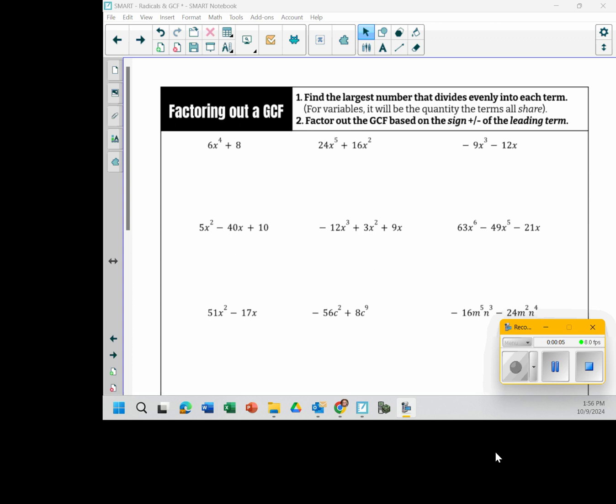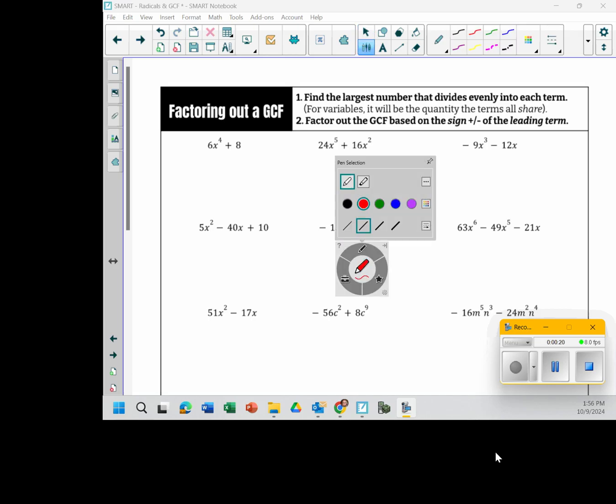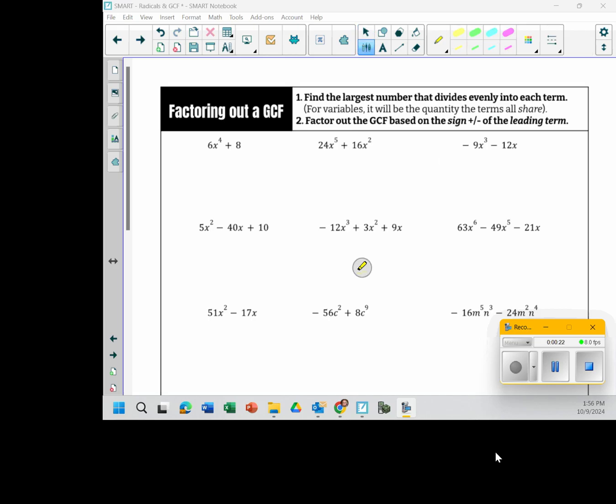In this lesson, we are going to review how to factor out a GCF so that when we go into more challenging factoring starting next class, we will at least have this skill refreshed in our brains. So factoring out a GCF just means figuring out the largest number that divides evenly into each and every term. It can't just be a couple of them. It has to be something all the numbers are divisible by. For variables, it's the amount that the terms all share.